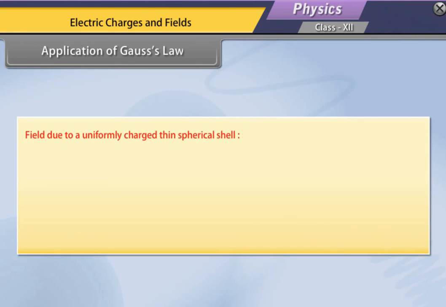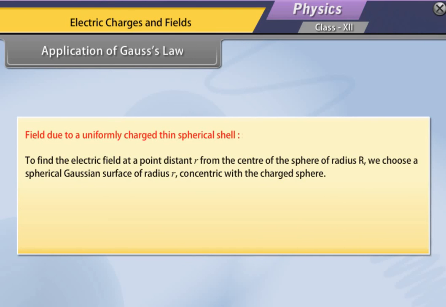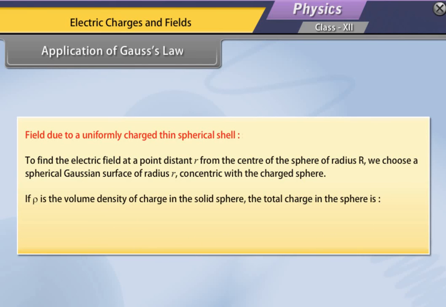Field due to a uniformly charged thin spherical shell. To find the electric field at a point distant r from the center of the sphere of radius R, we choose a spherical Gaussian surface of radius r concentric with the charged sphere. If rho is the volume density of charge in the solid sphere, the total charge in the sphere is given by Q equals 4 upon 3 pi R cubed times rho.